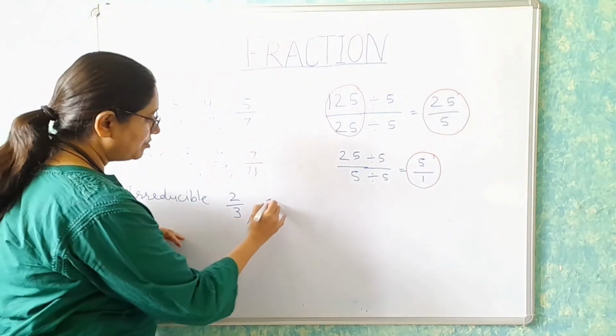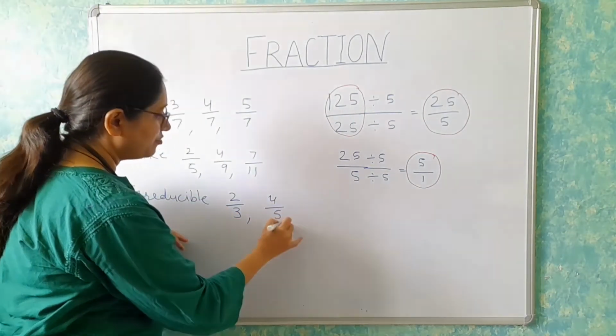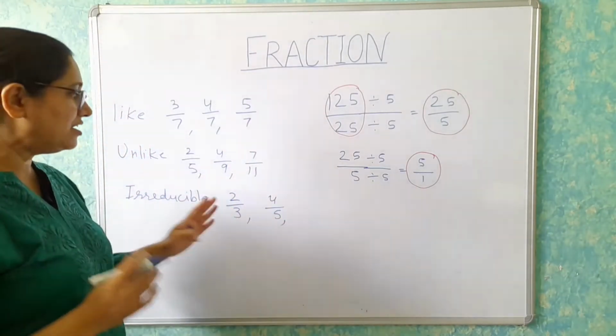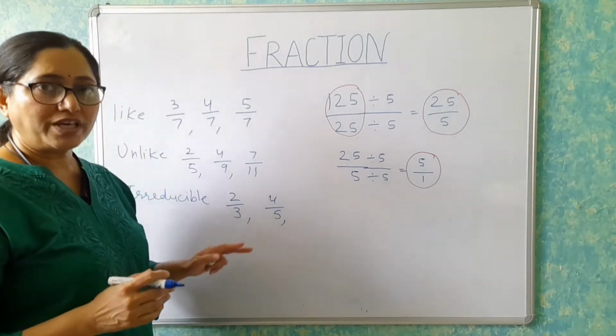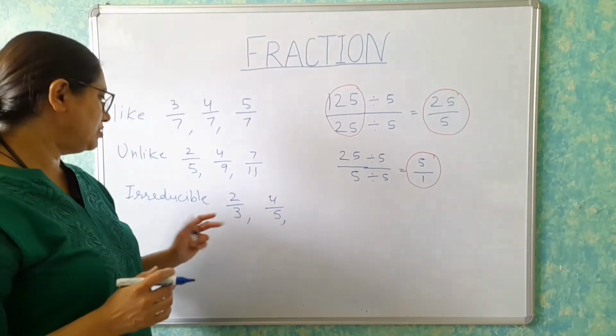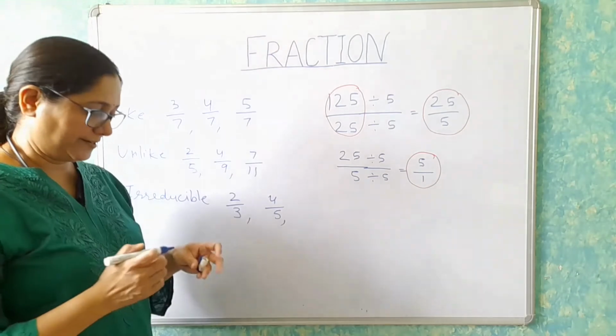The next example is 4 upon 5. See, again there is no common divisor which can divide 4 and 5 both. So we can say that 4 upon 5 is also an irreducible fraction.